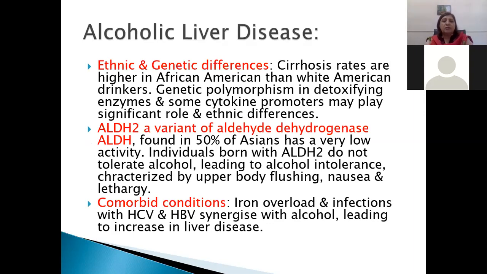Ethnic and genetic differences are also there. Cirrhosis rates are higher in African American than in white American drinkers. Genotypic polymorphism in detoxifying enzymes and some cytokine promoters may play a significant role in ethnic differences. It means that cirrhosis rates differ with ethnic background and genetic differences because of certain polymorphisms in the detoxifying enzymes which are present to detoxify the alcohol.